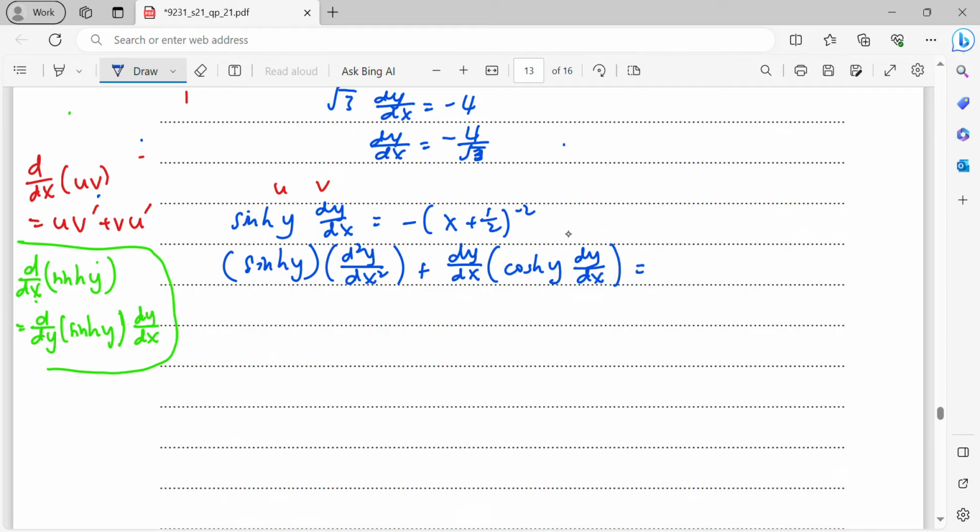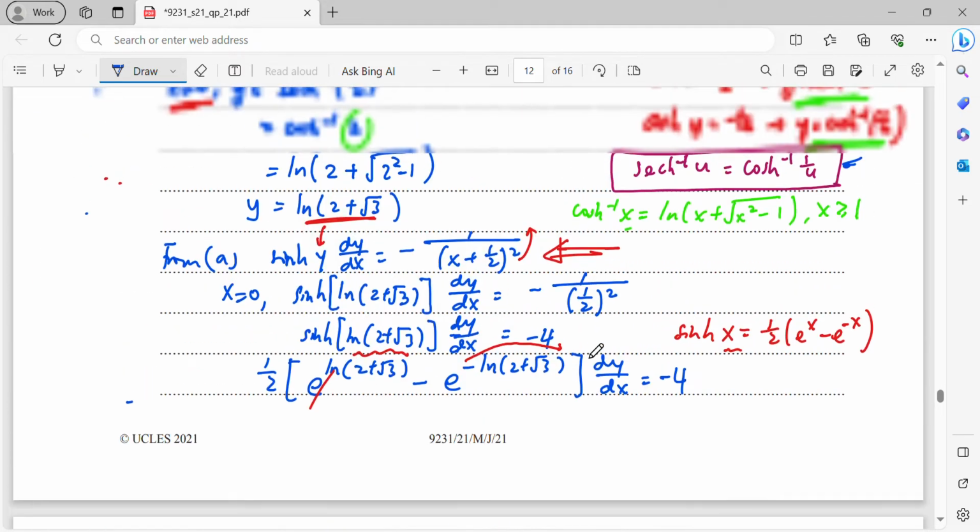Now for the right hand side, bring down the negative 2, it becomes positive 2. Keep the bracket, then always minus 1 from the existing degree, becomes minus 3, and differentiate x plus half, it will be 1. Okay, so from here I can find the value. We know that when x equals 0, we need to get what is the sine y, what is the cos y. Just now we have found the sine y. Okay, here. We have found the sine y. Where is the sine y?